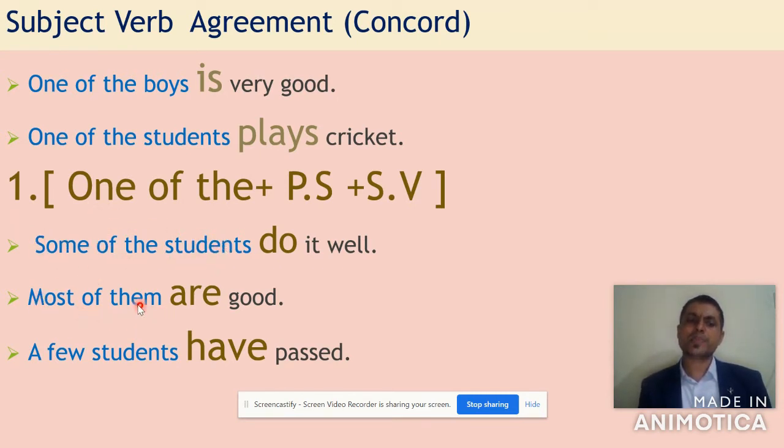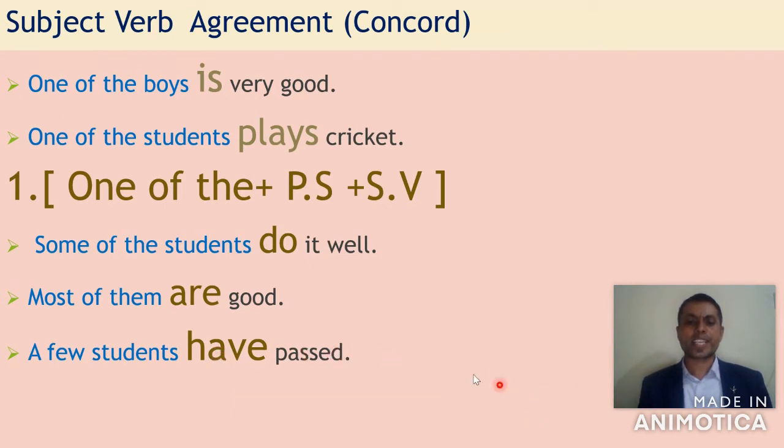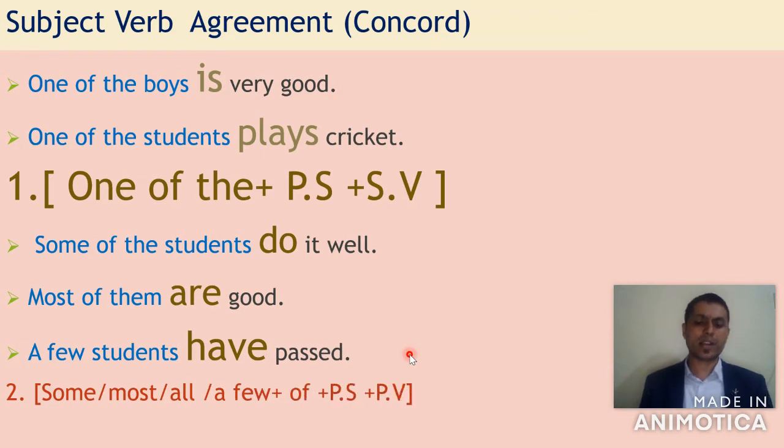Here, most of them means majority of them, many of them, a few students. So not only single, more students, few students, right? These are the subject. Obviously, they take what? Plural verb: do, are, and have are plural verbs, right? So my dear student, here we can find out the structure or formula for your convenience. So please note down this formula with example sentences.